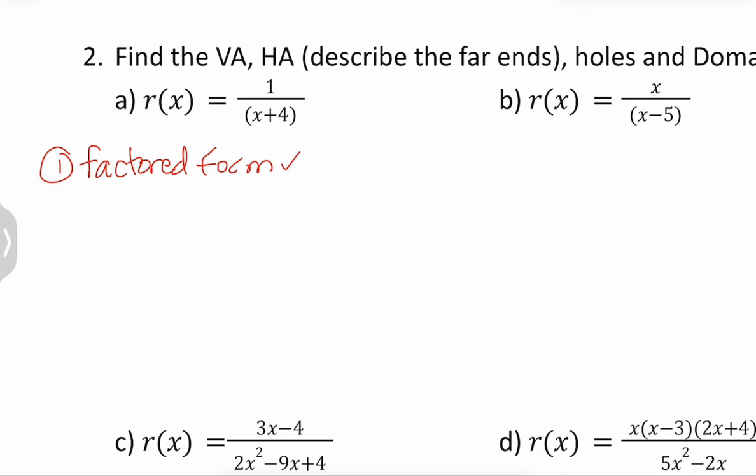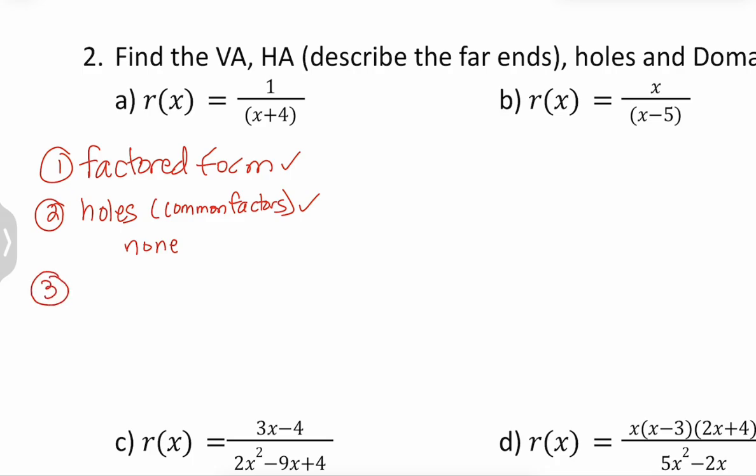Okay. Second thing is we're going to find the holes. The holes occur at a common factor on top and bottom. So we're looking for common factors. Well, there are none. This one doesn't have a hole in it. It doesn't have like an x plus 7 on top and an x plus 7 on the bottom. There's no hole in this graph.